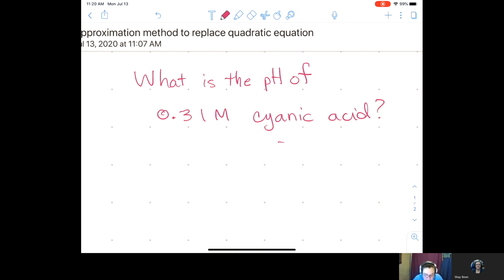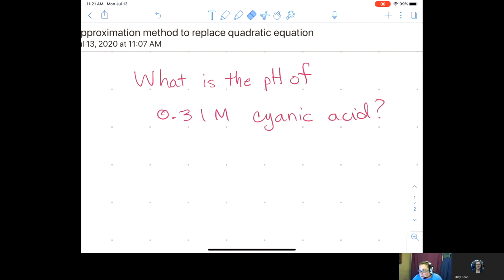All right, we're going to go through this example problem of what is the pH in a case where the quadratic equation is necessary, and we're going to do it without the quadratic equation. It only requires simple algebra, but you do have to keep track of stuff. So let's walk through it and see how this goes. So what is the pH of 0.31 molarity cyanic acid?